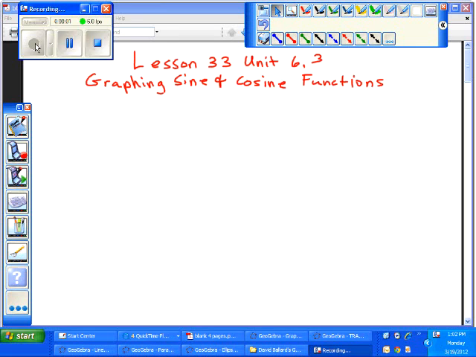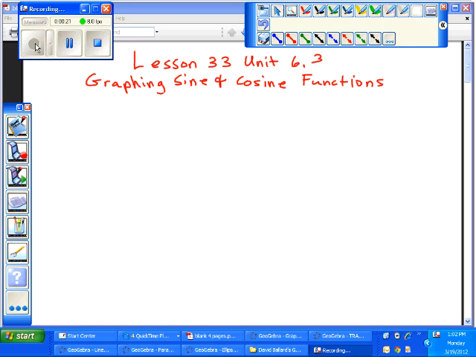We're on lesson 33, unit 6.3. We're going to graph sine and cosine functions. And the first part of this lesson talks about periodic functions. I'm not going to talk about that until I show you what it means. And then when I tell you about periodic, you'll already understand it. That's, I think, the better order to do that in.